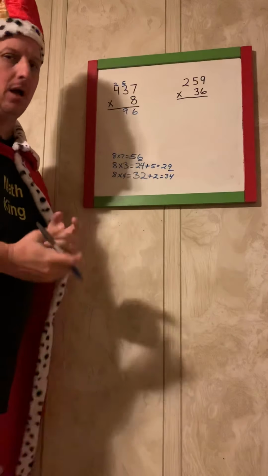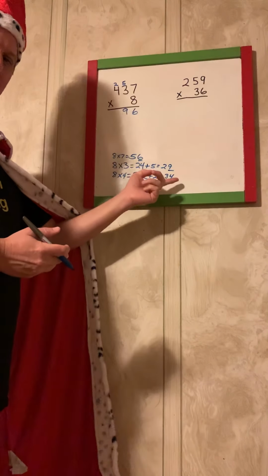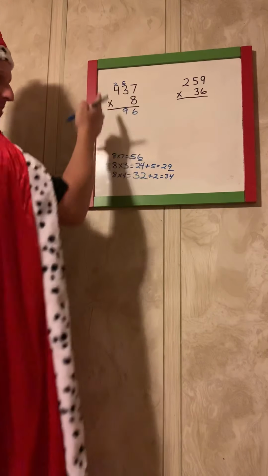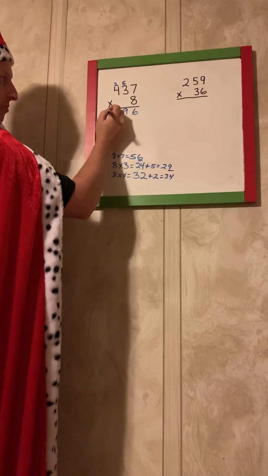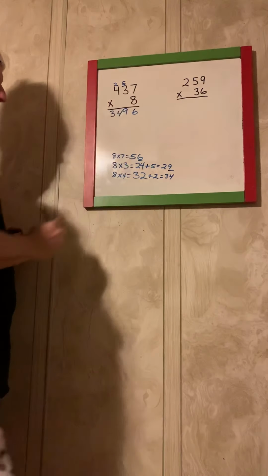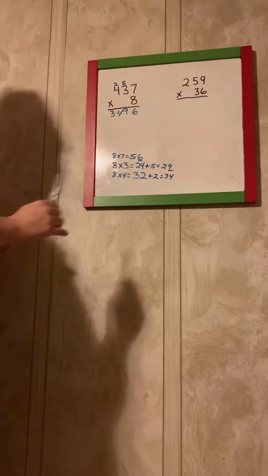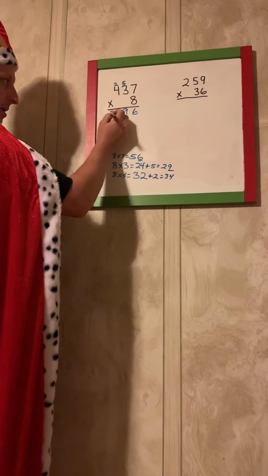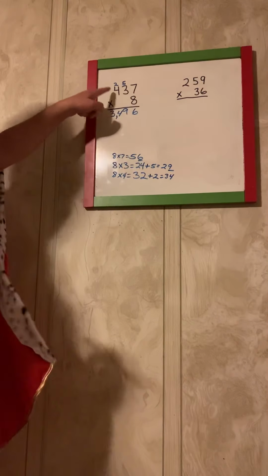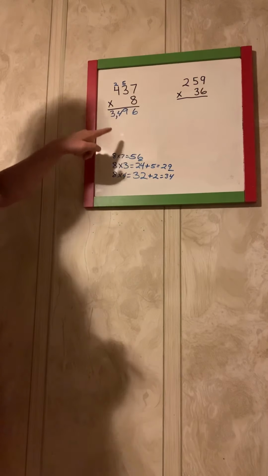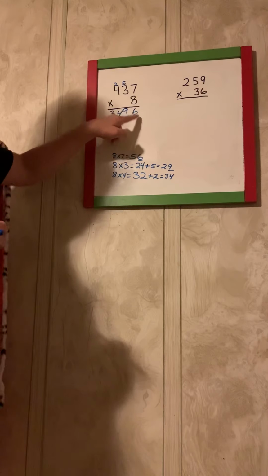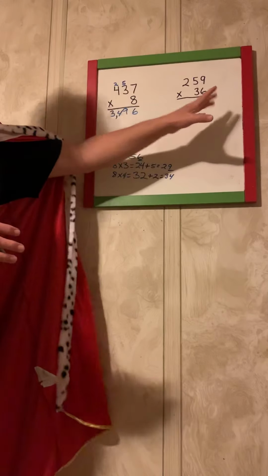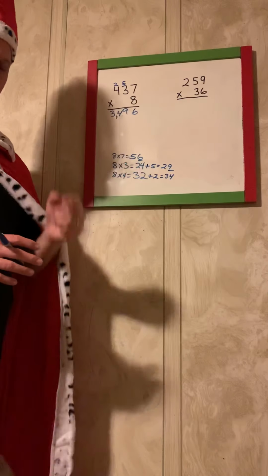Now I don't have any more columns to carry anything. So I'm going to write my whole answer at the bottom now. 8 times 4 equals 32 plus 2 more is 34. I will put my 34 here. Now I don't want to forget my comma. Remember, commas go after every 3 digits. 1, 2, 3, comma. My answer to 437 times 8 is 3,496.